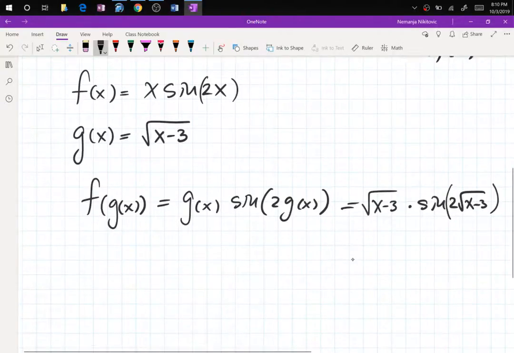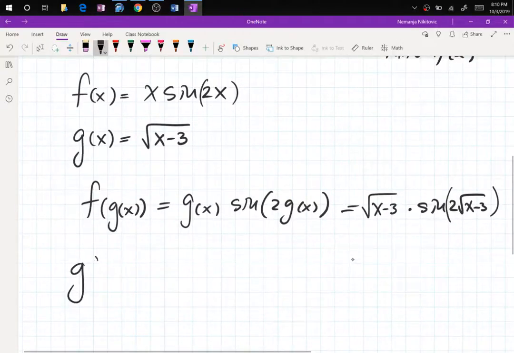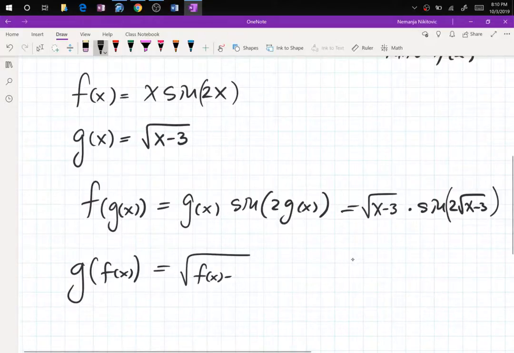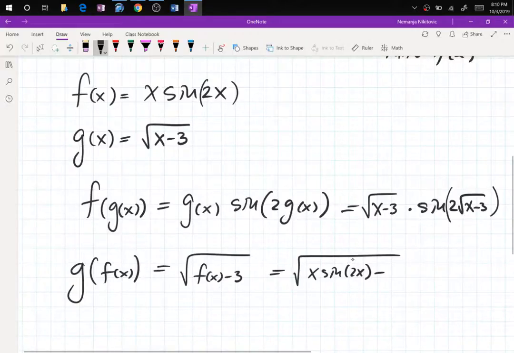You can also flip this around and find g of f of x, where you replace every x of g with f. And that would simply be square root of f of x minus 3, which would be square root of x sine 2x minus 3. So now you have seen the function composition done both ways.